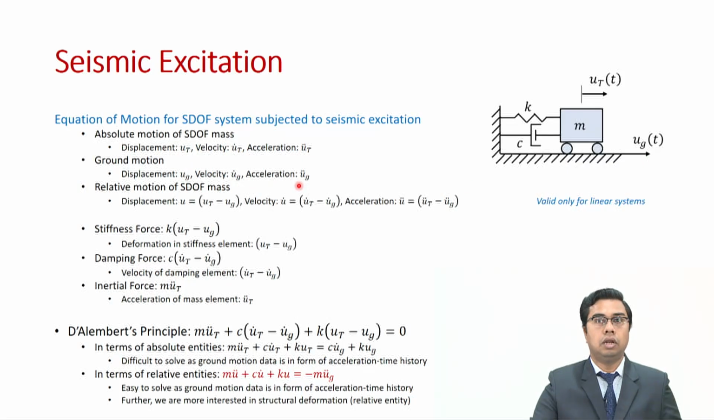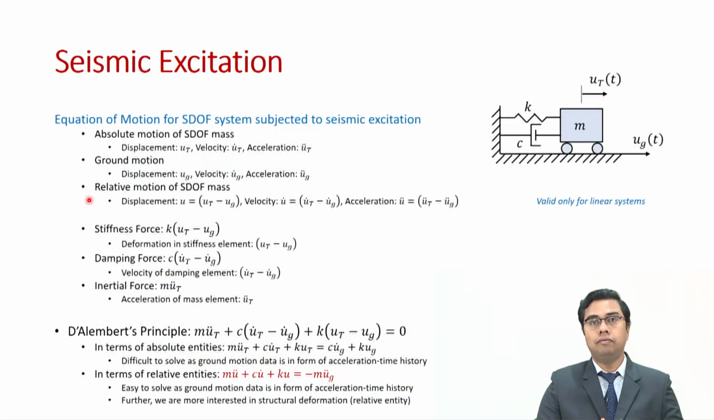Now in order to obtain the relative motion of this single degree of freedom system, we have to subtract the ground motion from the absolute motion, which means the relative displacement is given by u as ut minus ug. Similarly, the relative velocity u dot shall be given as u dot t minus u dot g, and the relative acceleration u double dot as u double dot t minus u double dot g. Now this arithmetic is valid only for linear systems. That's how we are able to subtract the ground motion from the absolute motion to obtain the relative motion.